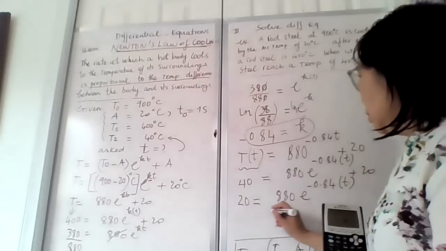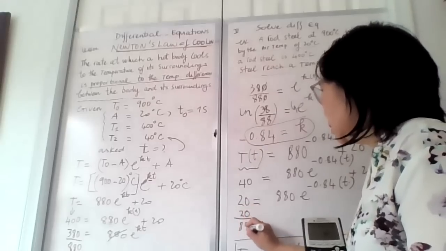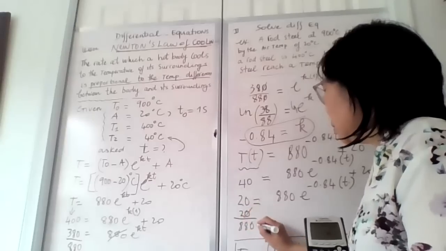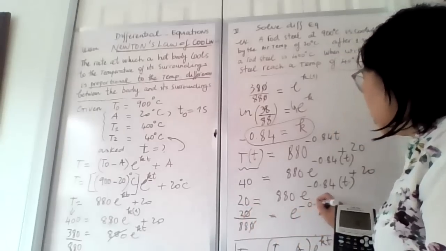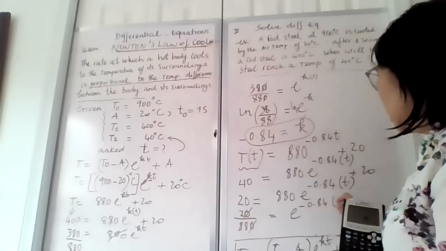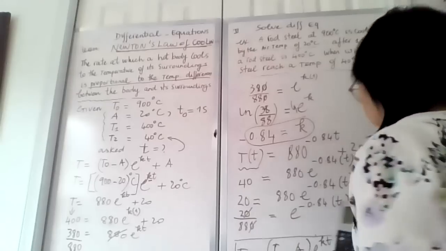So divide both sides by 880. You can cancel 0 here. It will be equal e to the minus 0.84 t.